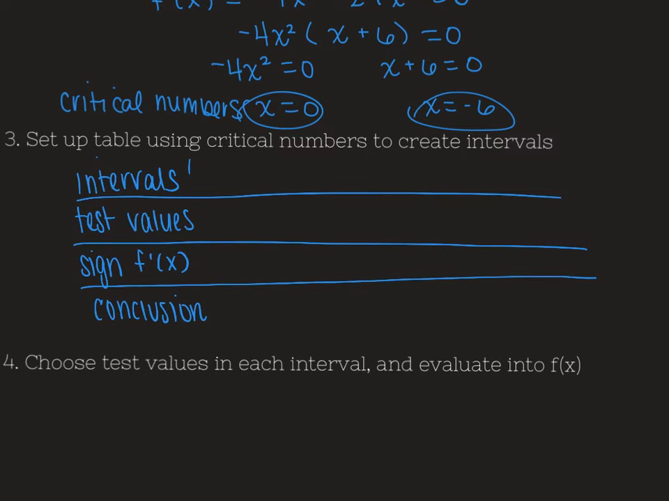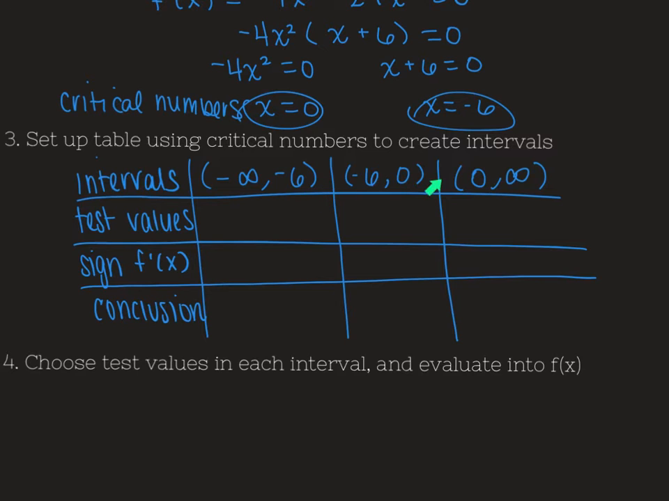So when I'm looking at my critical numbers, we can write our intervals starting at negative infinity to our smallest critical number, well, for us that's negative 6. And then we have to link our values, so negative 6 to 0. We should be covering every value on the number line. So from negative infinity all the way to positive infinity. Notice there's no jumps or gaps.